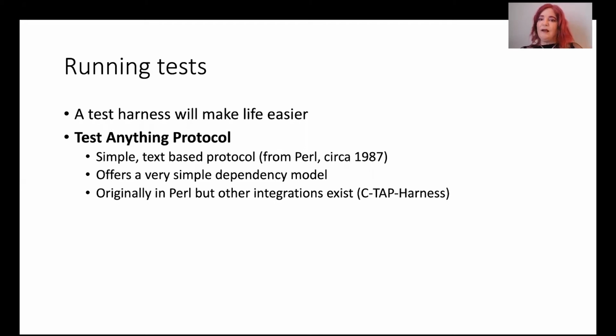We settled on the Test Anything Protocol. The Test Anything Protocol is a simple text-based protocol that was introduced for Perl in 1987. It's a very simple model. There are other integrations that exist. We make heavy use of C TAP Harness, which was written by Russ Allbery when he was working on INN, the NetNews server, over 20 years ago. Because our code base is heavily in C, we needed to tie our API into something that would let us feed the results from testing into the test harness.